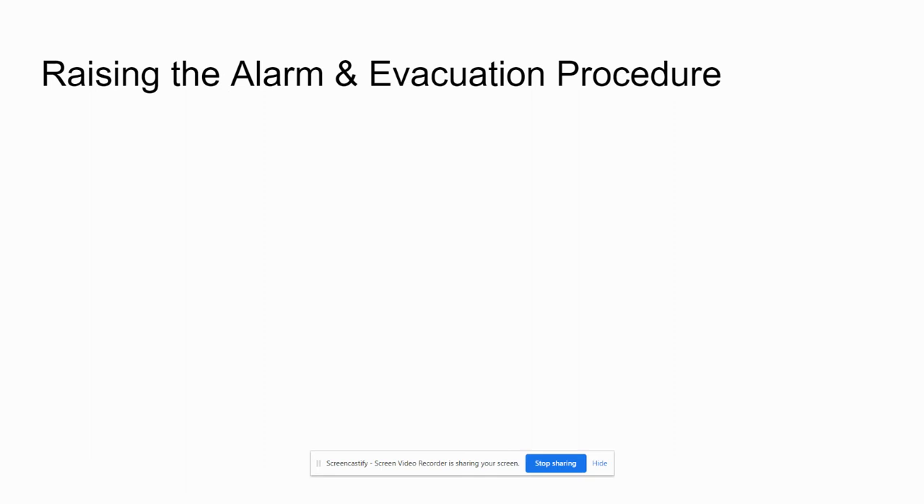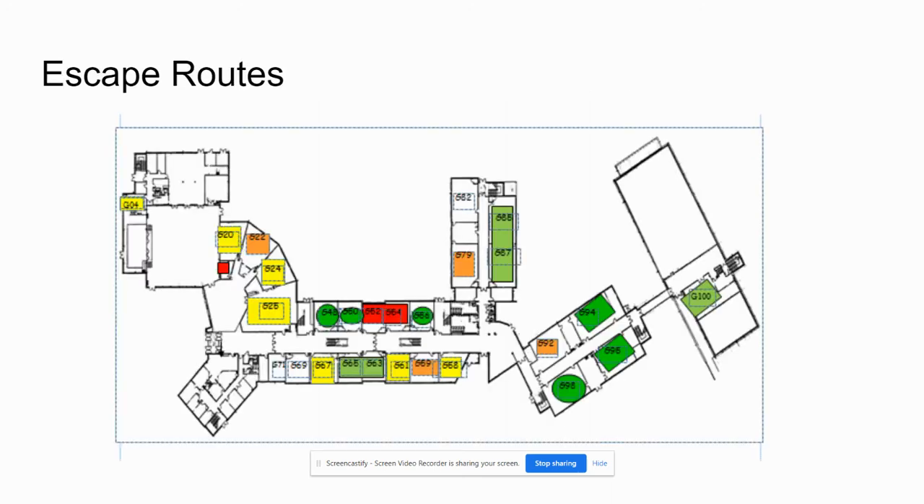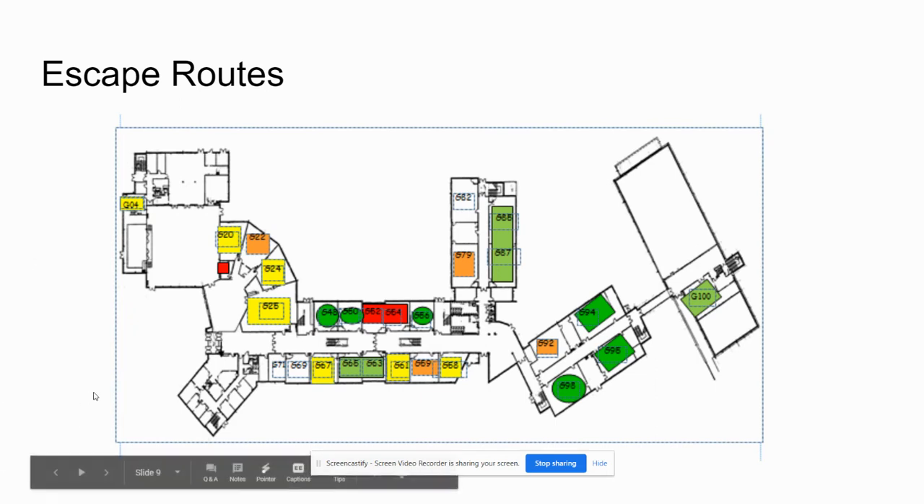Raising the alarm and evacuation procedure. This is how it's done. So on this slide here, you will add how you raise the alarm and the evacuation procedure to follow that. What happens when that alarm is pressed, okay? Now, this is the escape route. I'm hoping that you can see my mouse on here as well, okay? So if I have a pointer.